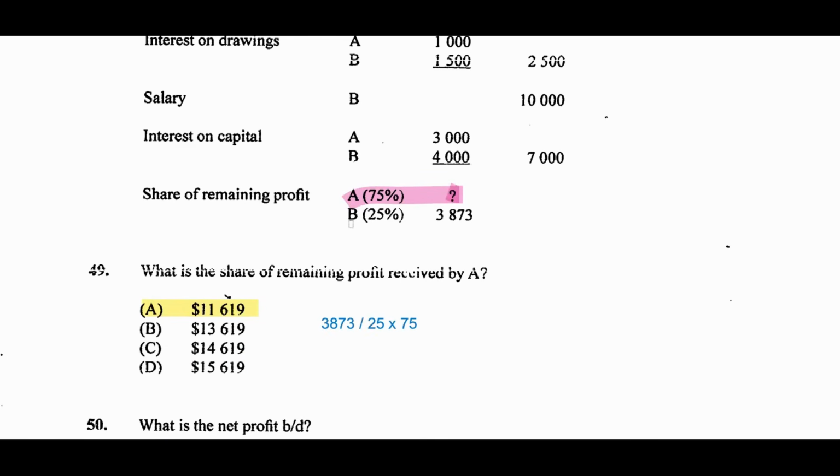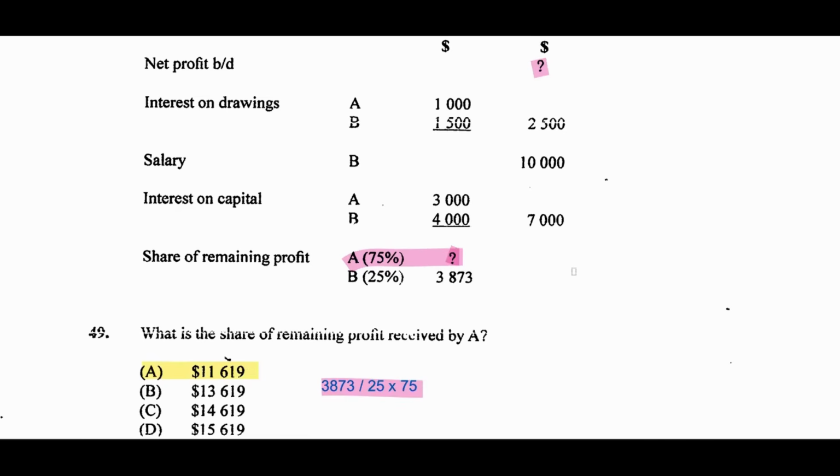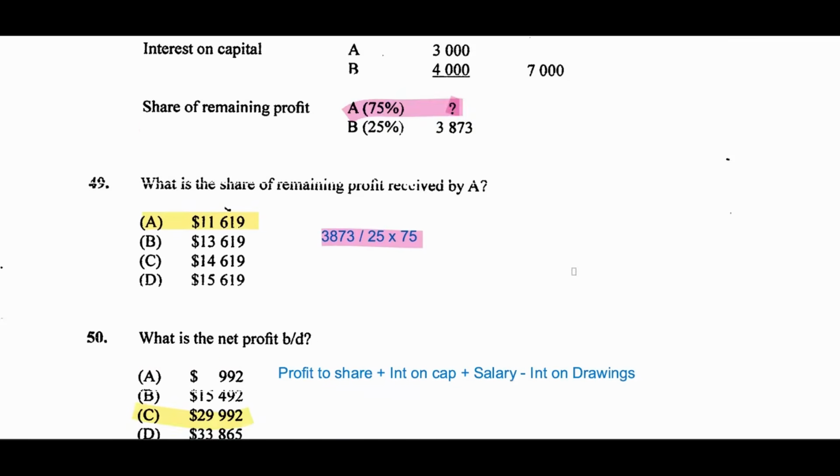Well, if you look very closely, B is receiving $3,873, which is equivalent to 25% of the total share. So, guys, this is a mathematical question. If you need to work out 75%, we know that 3873 is worth 25%. We simply take 3873 divided by 25 multiplied by 75, and the answer for A, which is 75%, should be $11,619. There we go. All right, good job, guys. Let's move on to question 50.